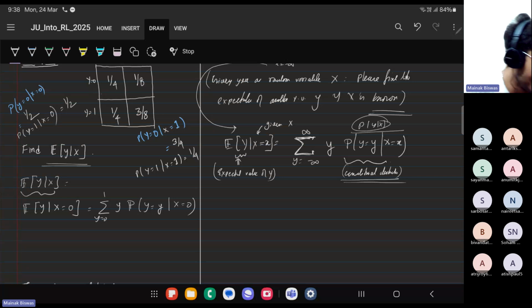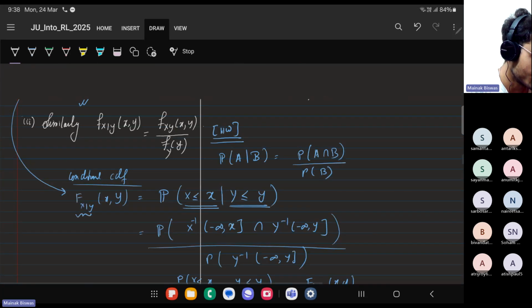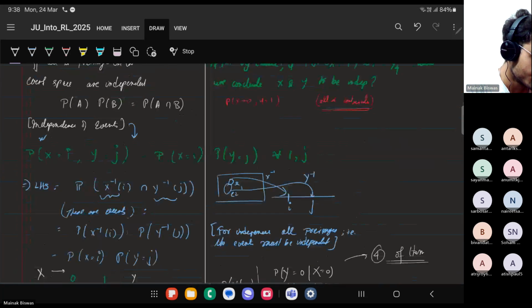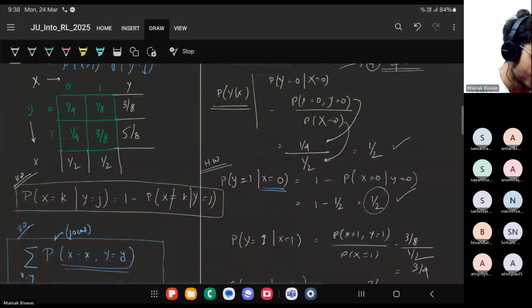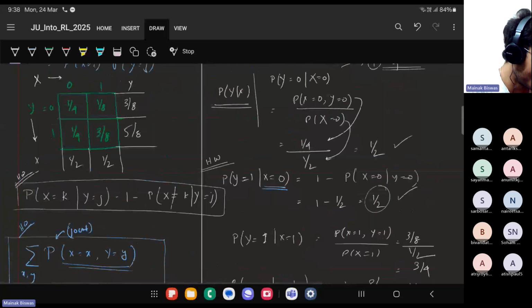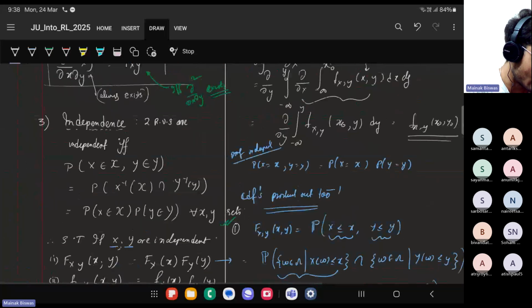For y equal to 0 it is 1/4, no? I think we calculated it the other way around. This is fine. Let's check it once. Just bear with me for a moment. I just can't find it exactly.